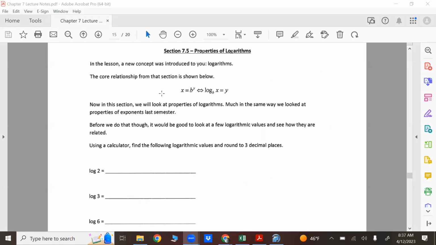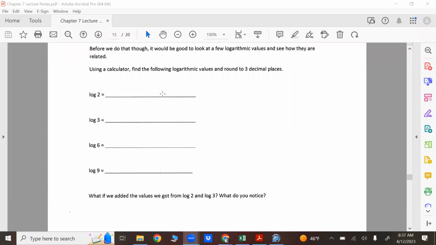So let's jump down to these 4 questions here: log 2, log 3, log 6, log 9. And by the way, what's the base for each of these? Good, thank you, Patrick. The base is 10, because it's the common log. But I'm just going to use a calculator. What's log base 10 of 2?